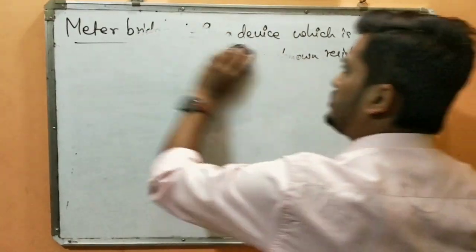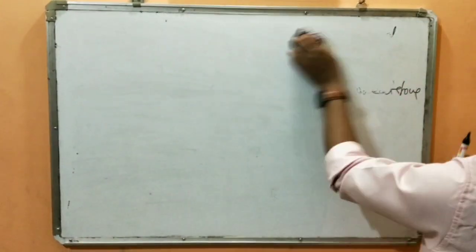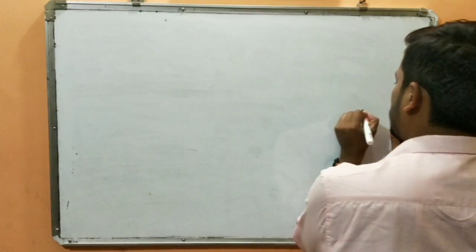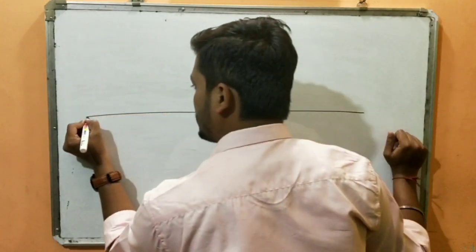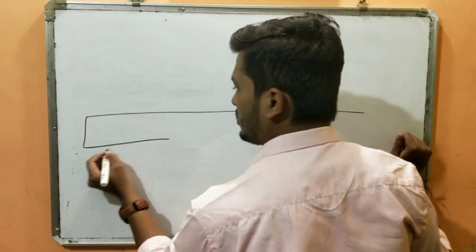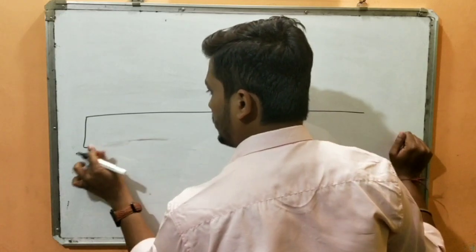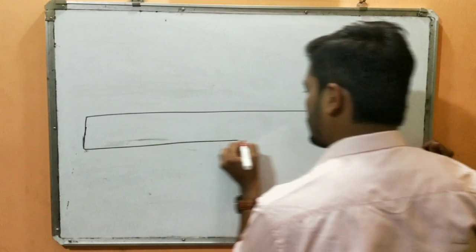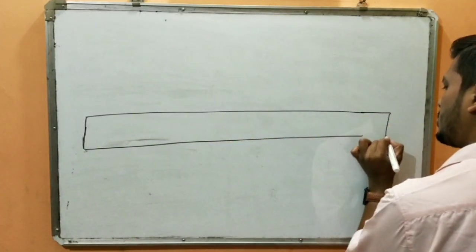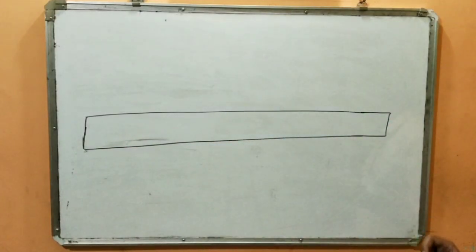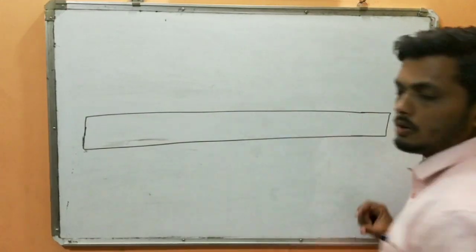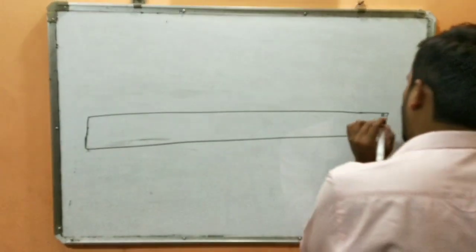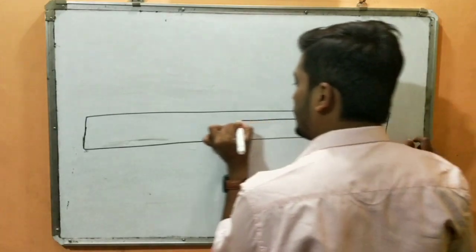So the first thing is you should draw a neat labeled diagram. Now, try to imagine how any meter bridge would look. Any meter bridge would look this way. This is a wooden block. Imagine it's a wooden block. On that wooden block I have one wire.